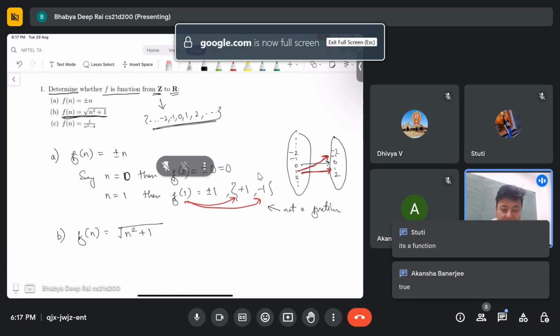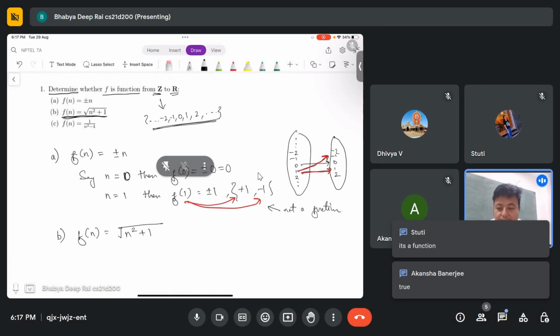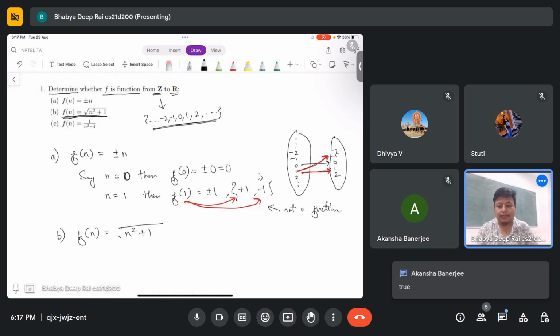Stuti says it's a function. Akanksha says true. Okay, Divya also says true. Okay, let's see.